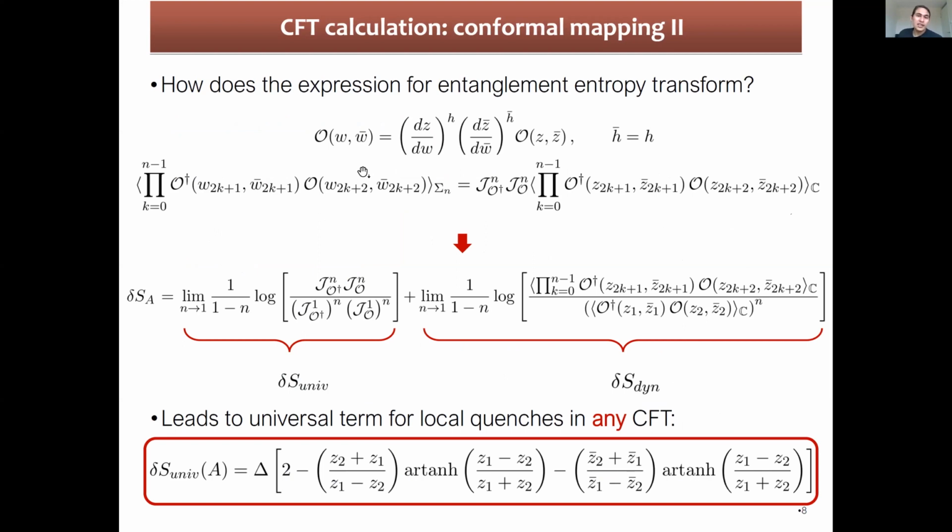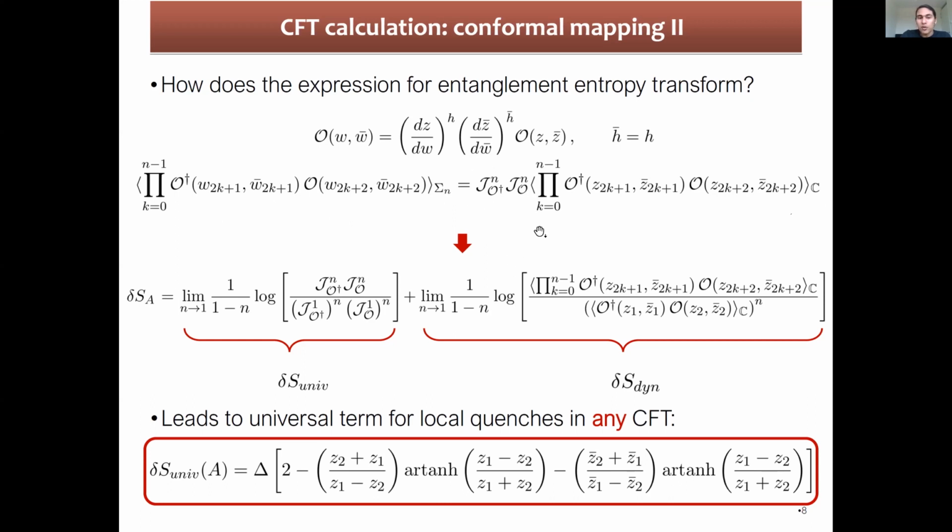Okay, so how does the entanglement entropy transform under this conformal transformation? First, this is the formula for the transformation of one operator when I do a conformal transformation. In our case, we have h bar equal to h because my operator is scalar, it doesn't have any spin. Then what happens is that this 2 endpoint function in the original manifold maps to a 2 endpoint function in the complex plane. These factors in front are just Jacobians that arise from all the products of these derivatives.